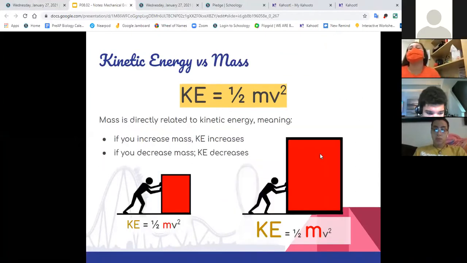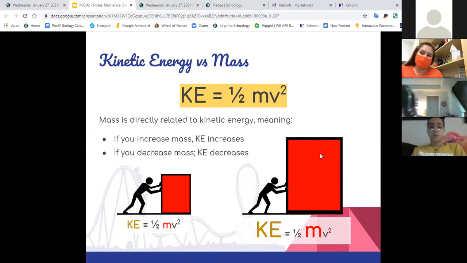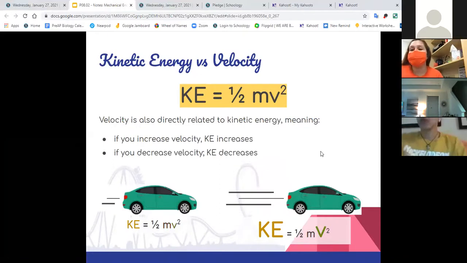Okay, so the relationships in the formula, when we're comparing kinetic energy and mass, they're directly related. So the larger objects are going to have more kinetic energy. The smaller objects are going to have less kinetic energy. Pretty easy to remember. Heavier has more energy, smaller has less. The same thing with velocity. Velocity and energy are also directly related. So the faster something is going, the more kinetic energy it's going to have. If it's going slow, it's going to have less kinetic energy. If it's going fast, it's going to have more.